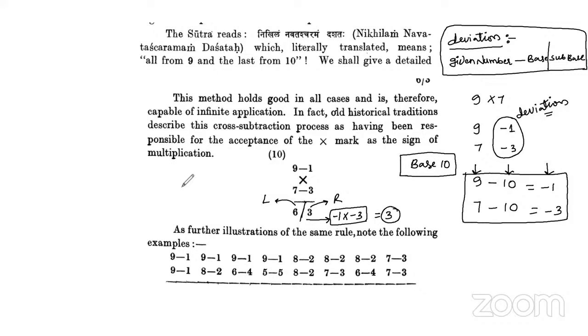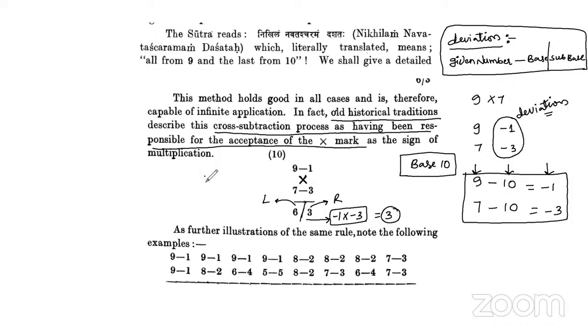subtraction. Why? Because Swamiji, before going to tell this multiplication symbol, in the old historical tradition, the cross subtraction procedure has been responsible for the acceptance of the into mark. It is a sign of multiplication. So don't think when we are writing the into mark, it is not multiplication. Either it is a cross subtraction or cross addition. In this case, we are doing cross subtraction. Why? Because deviations are negative.